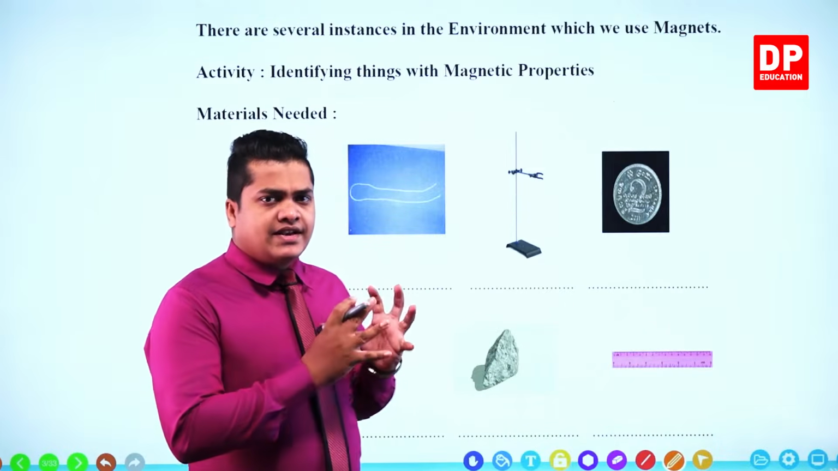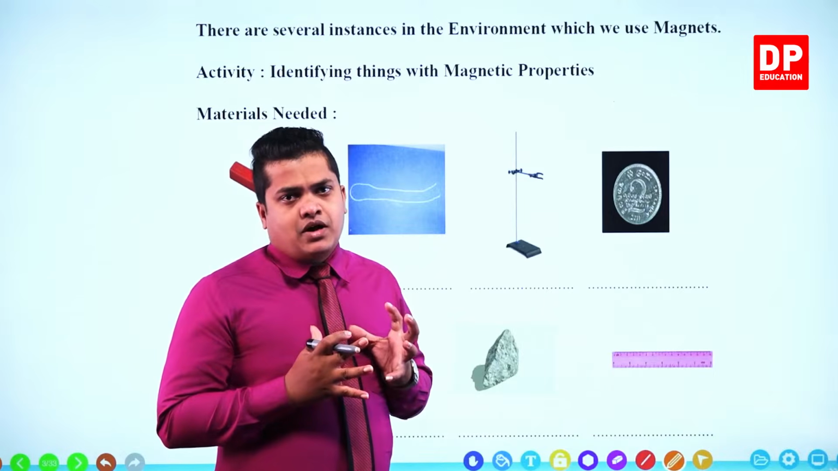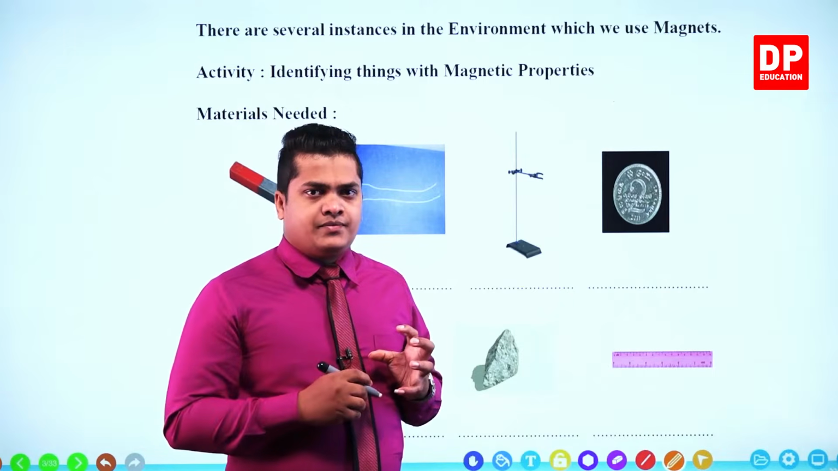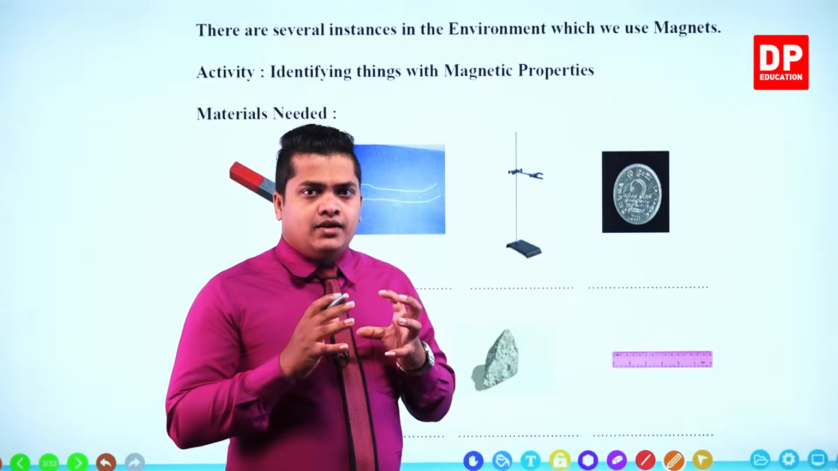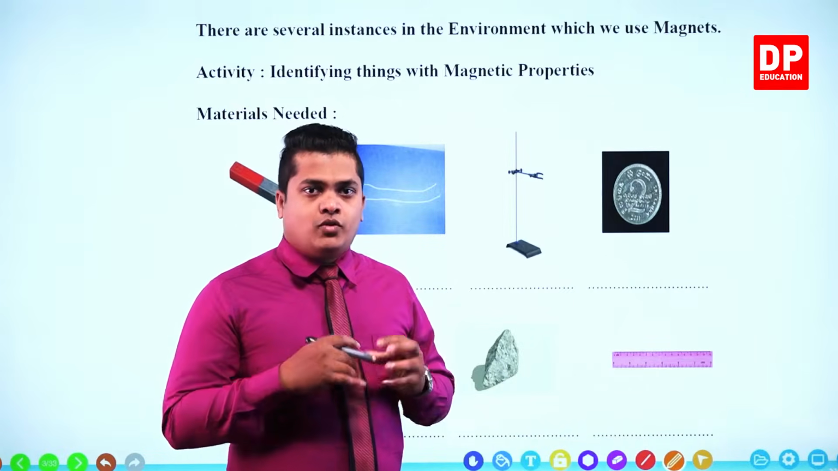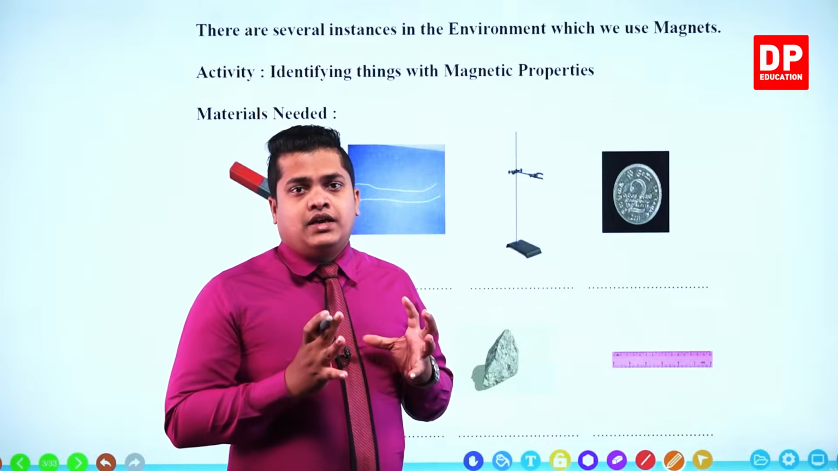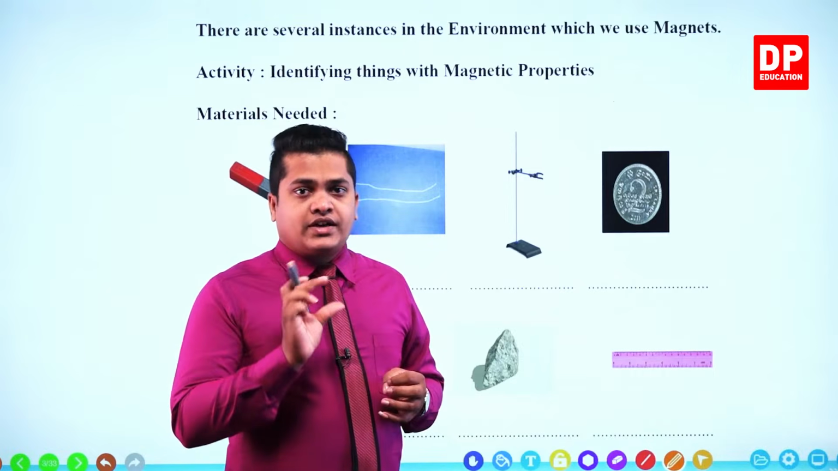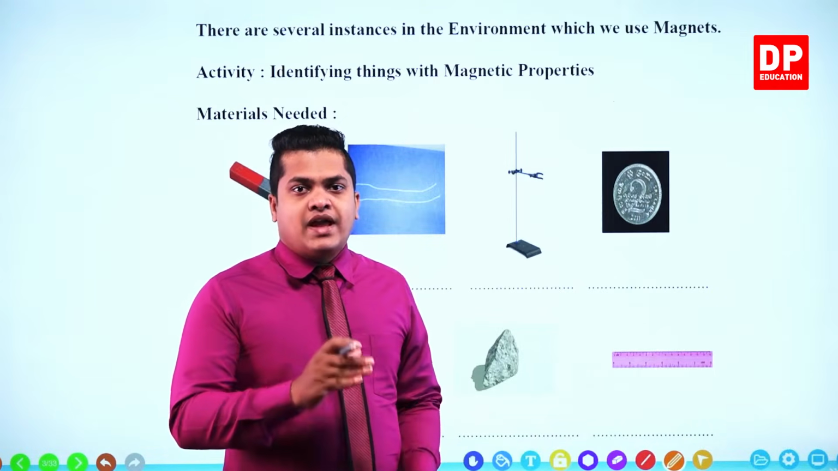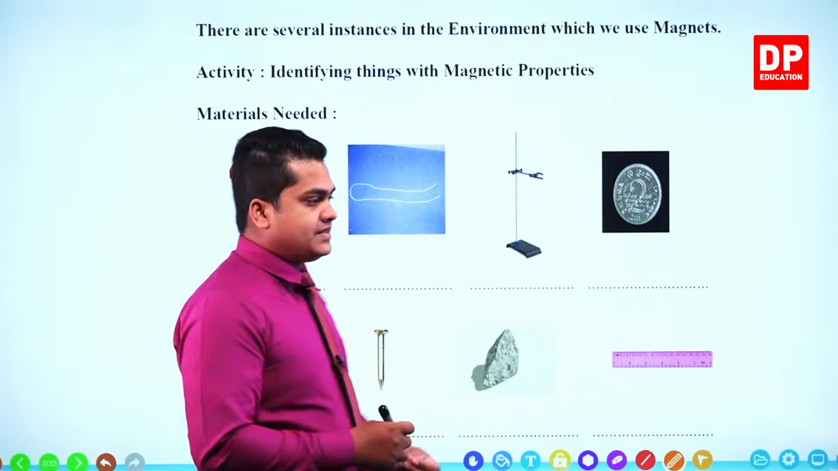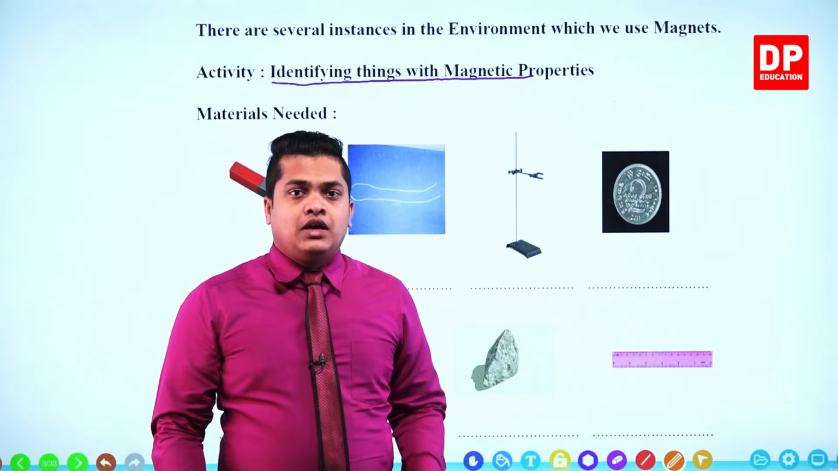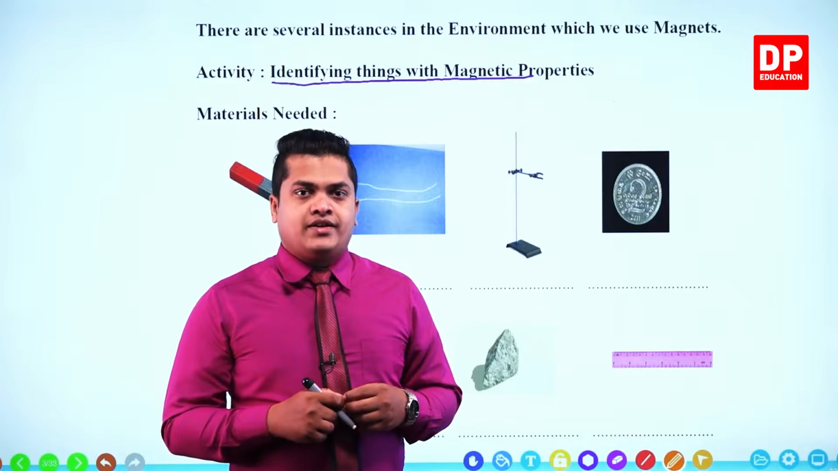So this activity mainly discusses what kinds of things can be used with a magnet, what kinds of things are attracted or repelled, or what kinds of things have a magnetic property. So here we are discussing things with magnetic properties. We'll first discuss how to identify things with magnetic properties.